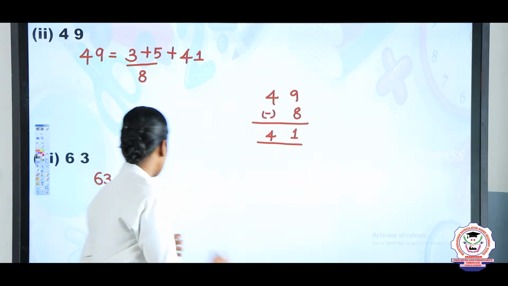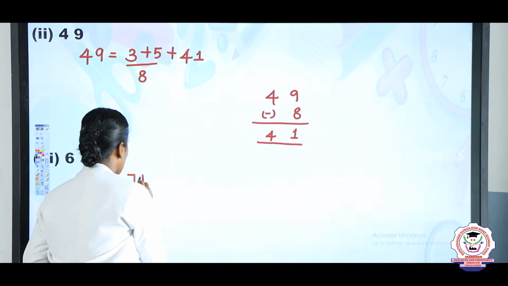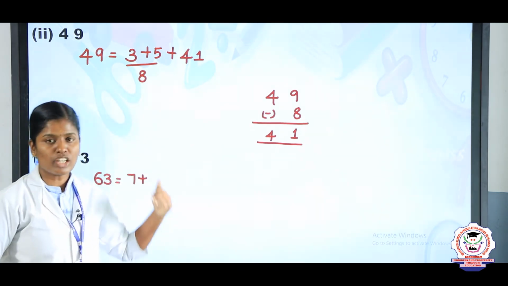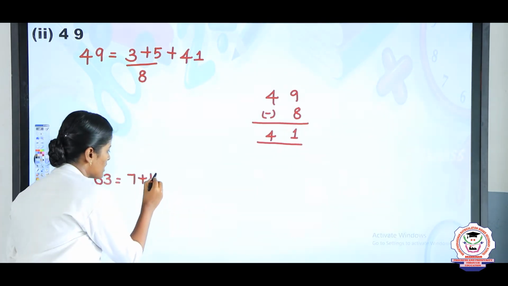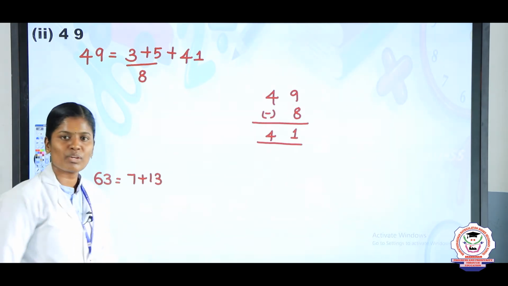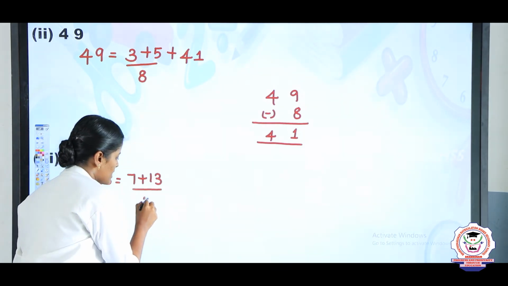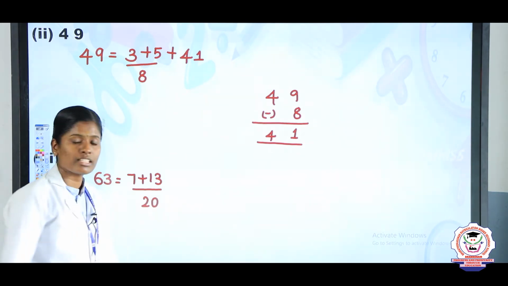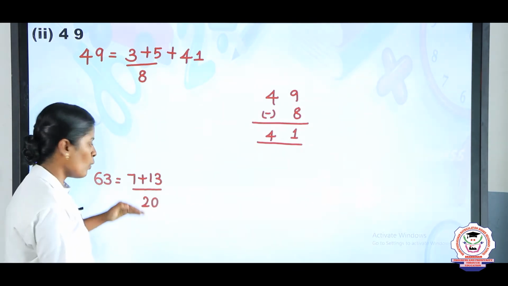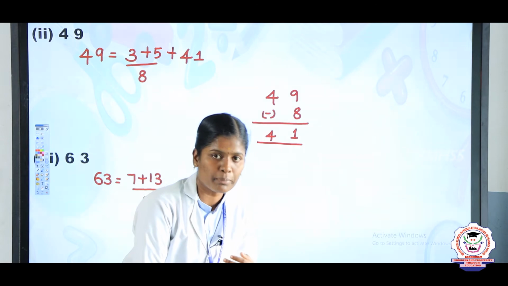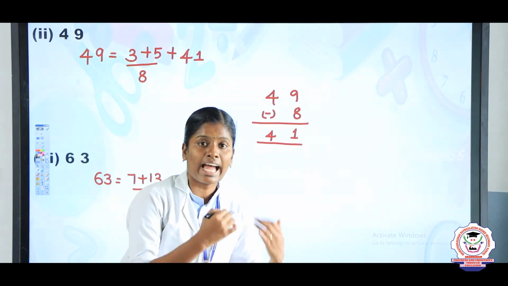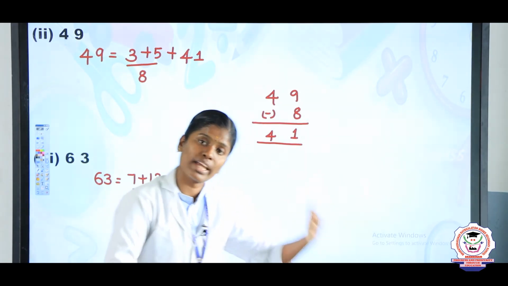So take 7, and then I will take 13 also, right? So 7 plus 13, what is the answer? The answer is 20. Now we are going to find the third number. Why? Because the question is to add 3 odd numbers to get the sum.